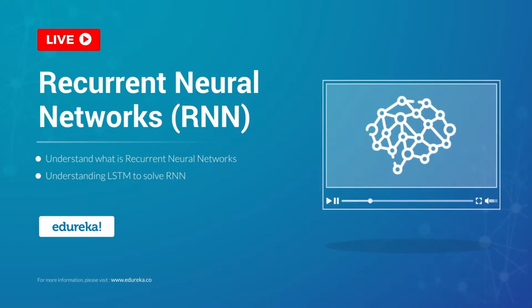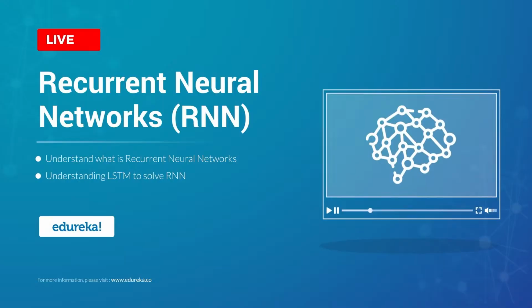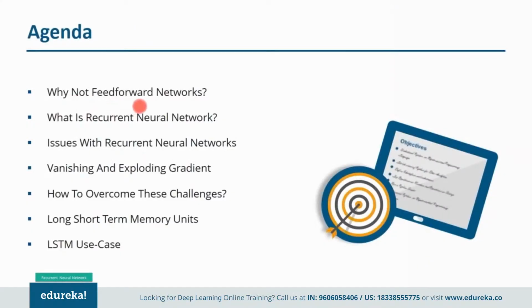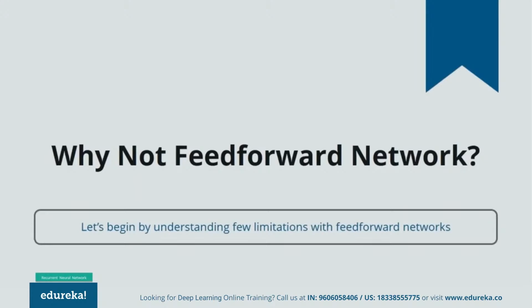So without any further ado, let us move forward and have a look at the agenda for today. We'll begin by understanding why we can't use feedforward networks for various problems. We'll focus on various issues with feedforward networks. After that, we'll understand how recurrent neural networks solve those issues, and how exactly they work. Then we'll focus on various issues with recurrent neural networks, namely vanishing and exploding gradient. After that, we'll understand how LSTMs, that is long short-term memory units, solve this problem. And finally, we'll be looking at an LSTM use case. So guys, let's begin. We'll understand why we can't use feed-forward networks.